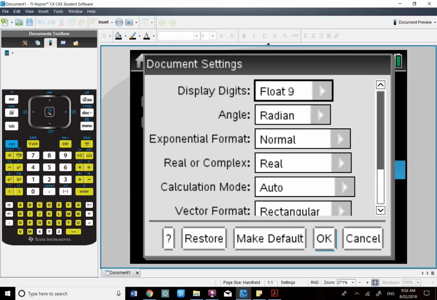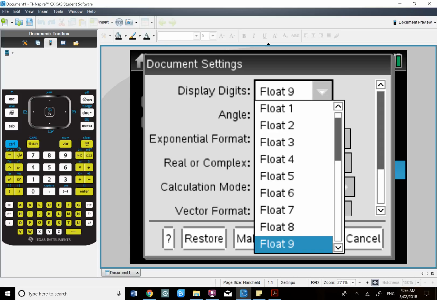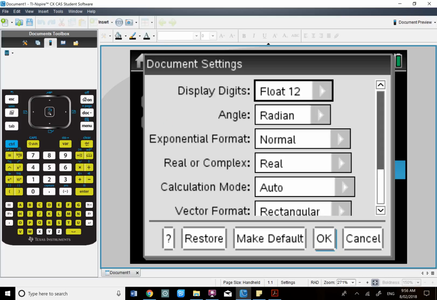For example, the question asks you to give 4 decimals. I suggest you see at least 6 decimal places in case you do double rounding. So if you want 4 decimal places, you need to see at least 6 digits. So give a higher float. I think you can go for a float 12 or something. Go for a float 12.